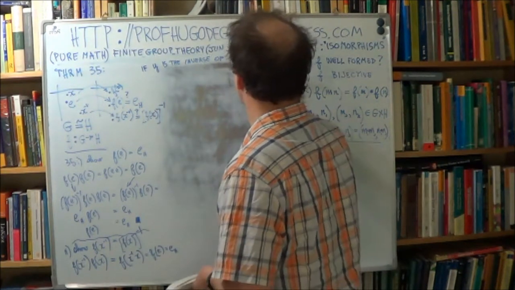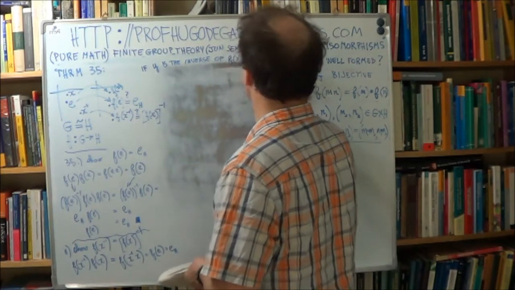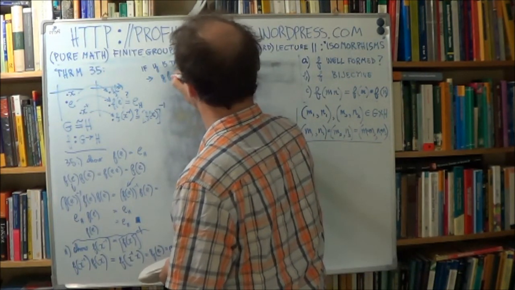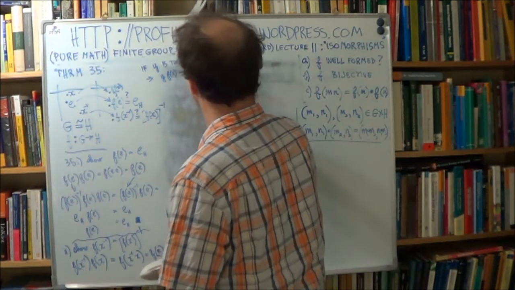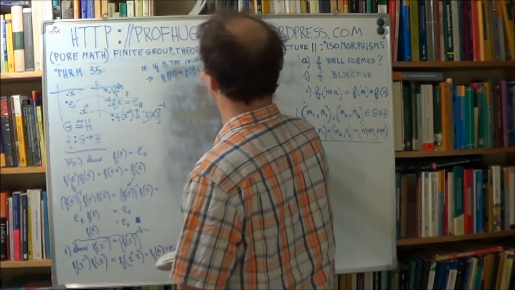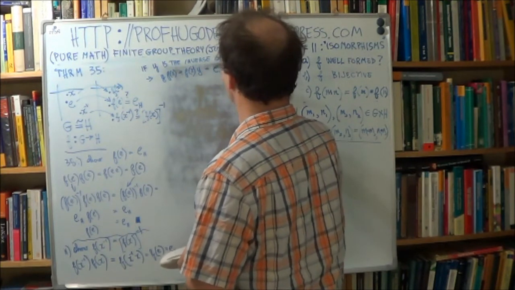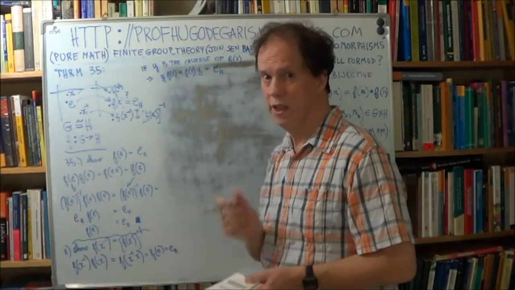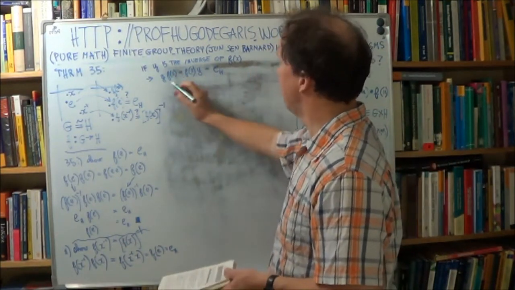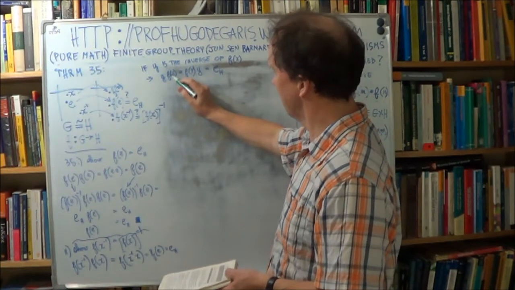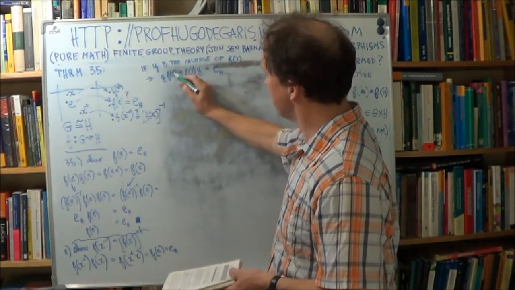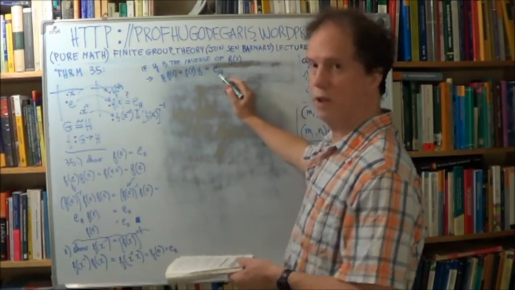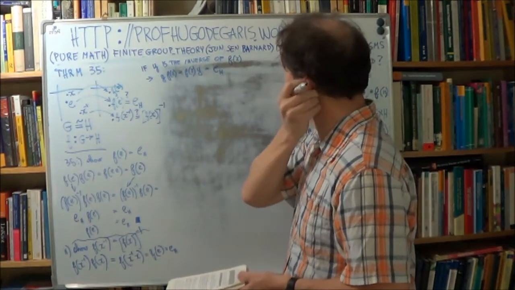f of x, if y is the inverse of f of x, then y f of x equals f of x y equals e to the h. Right? That's the definition of an inverse. It cancels out in a sense the other one. So if y is the inverse of f of x, yf is equal to fy equals the unit. So that's what we're trying to prove.